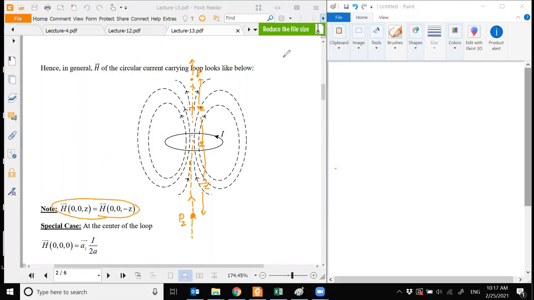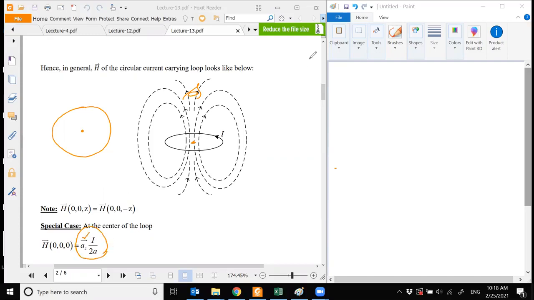Okay. And the last thing: suppose my observation point is exactly here at the center of the loop. So if I see from here, if this is my loop and we are exactly at the center, what will be this value? This will again have only z component, but the value will be I over 2a.